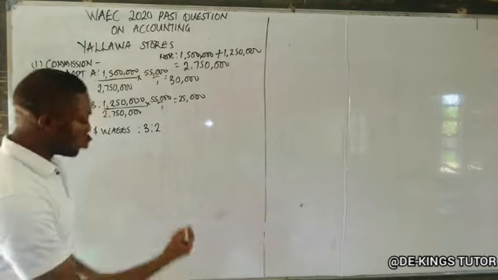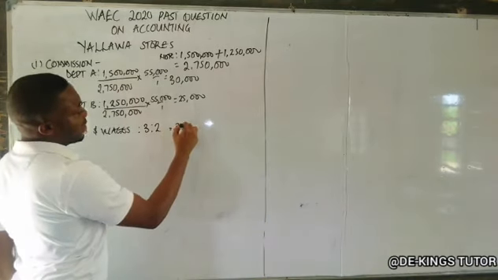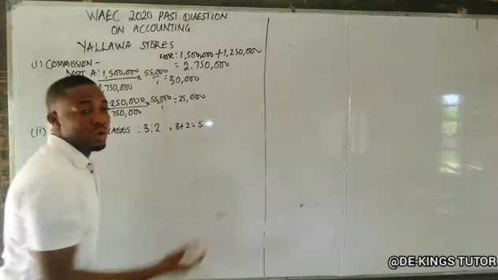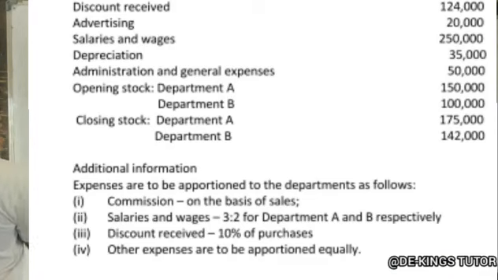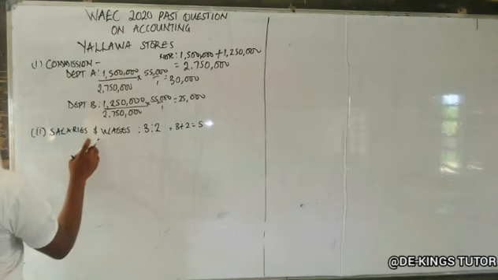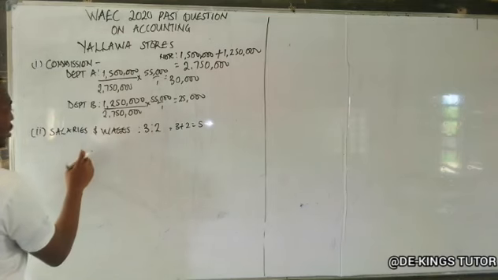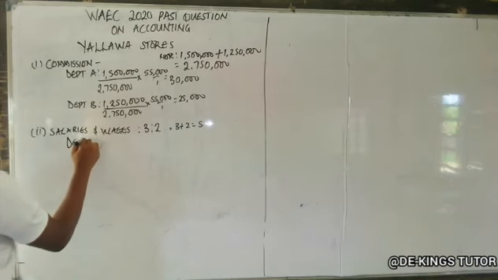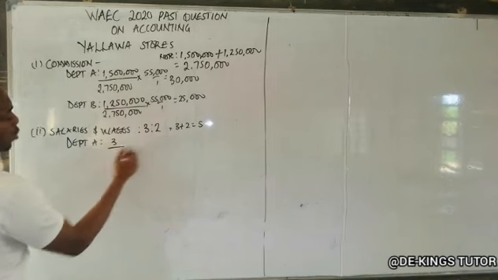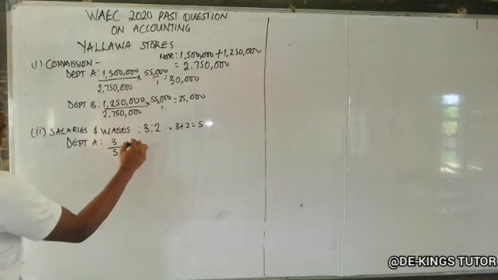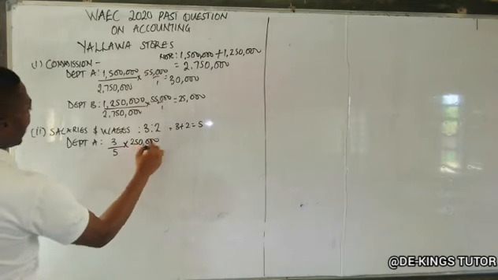So what do we do? Check in the expenses. Check the amount for salaries and wages is 250,000. So we'll just say for Department A, it is 3 over the total, which is 5, times 250,000, which is the amount for the salary. So if you do that, you have 150,000.